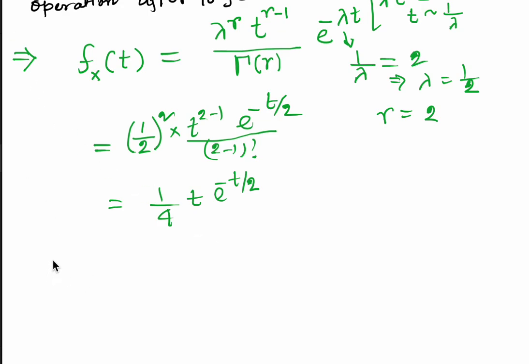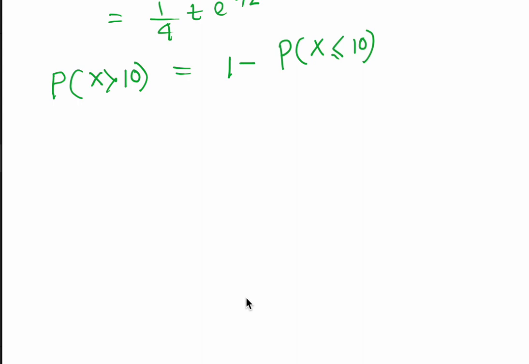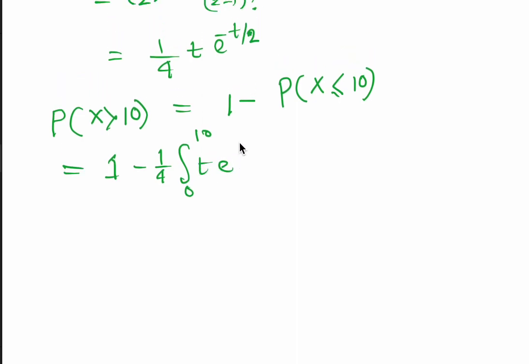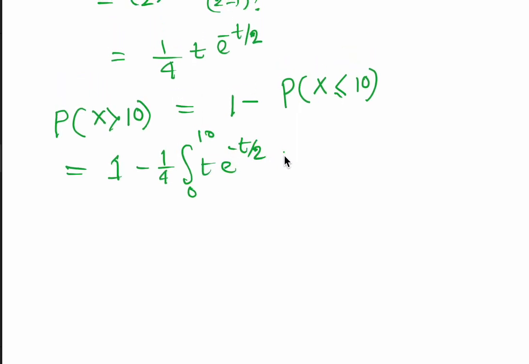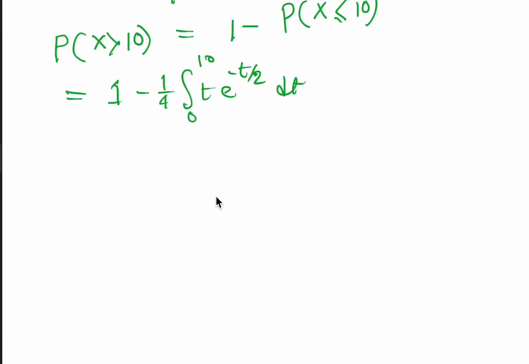So the probability that this machine works for greater than 10 will be 1 minus the probability of x less than or equal to 10. If I calculate it, 1 minus the integral from 0 to 10 of 1/4 t e to the power minus t by 2 dt. Now let's calculate this integration, the integral from 0 to 10 of t e to the power minus t by 2 dt.